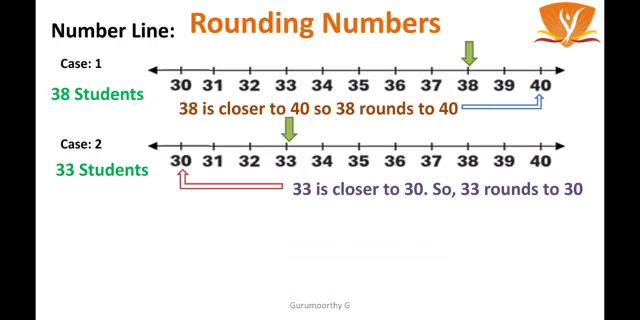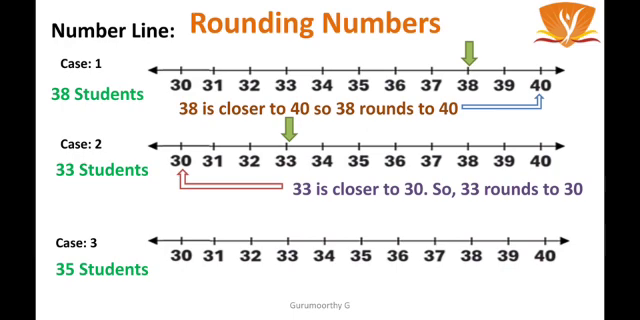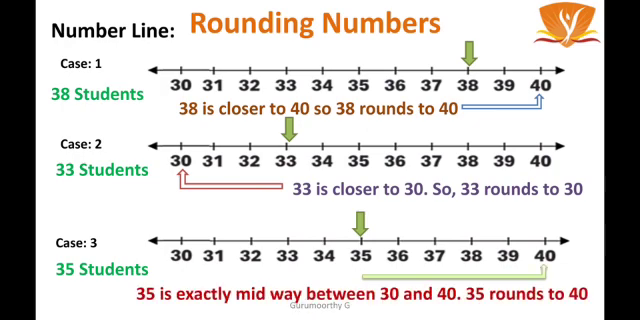Now you say, what about 35? If 35 students were there in a class, if we see the number line, 35 is exactly midway between 30 and 40. So we rounded up 35 to 40. So what did we do actually? Well, we rounded a number to its nearest 10. When the one's digit is 4 or less, we round down. The 10's digit remains unchanged and the one's digit becomes 0.